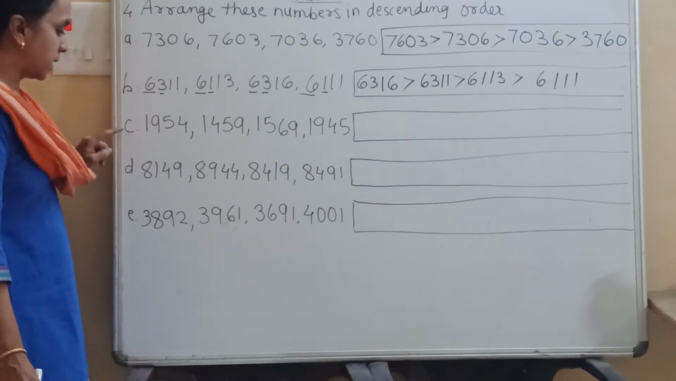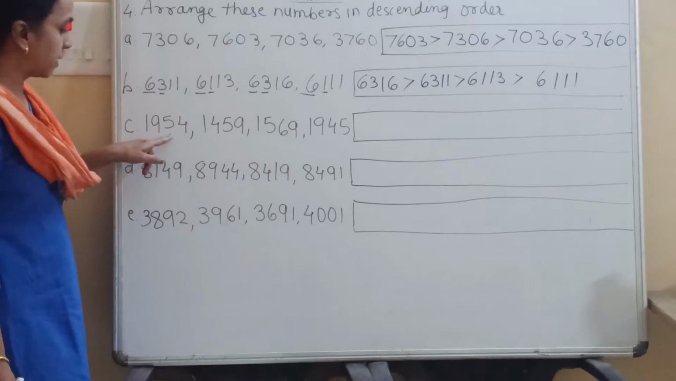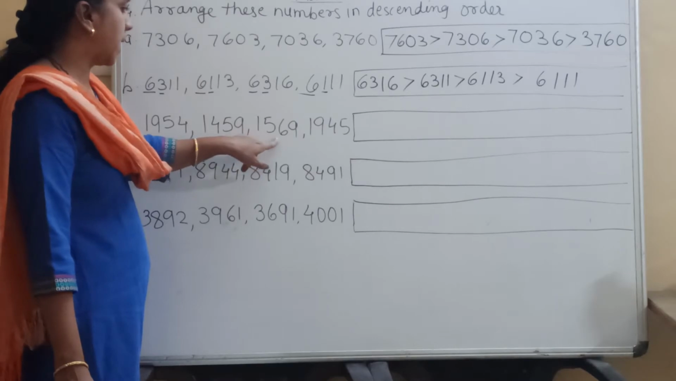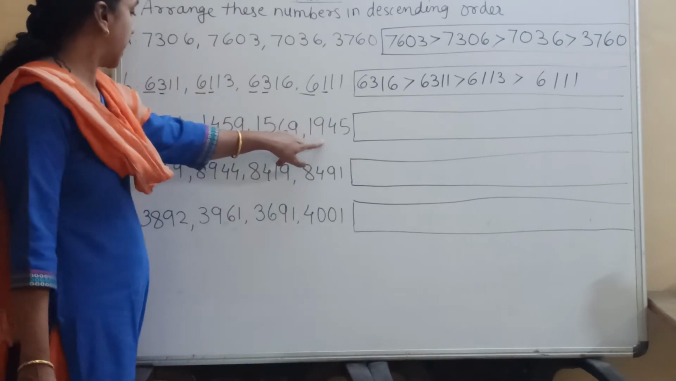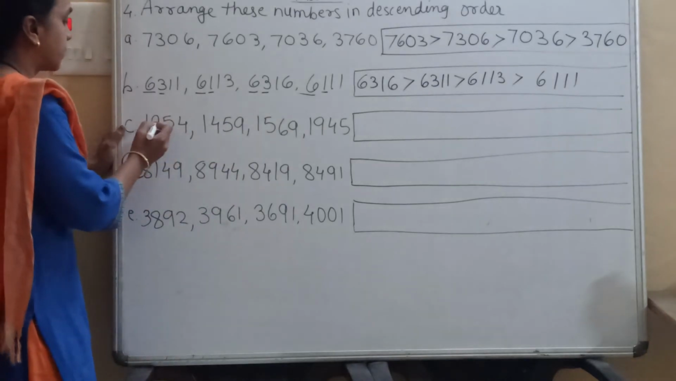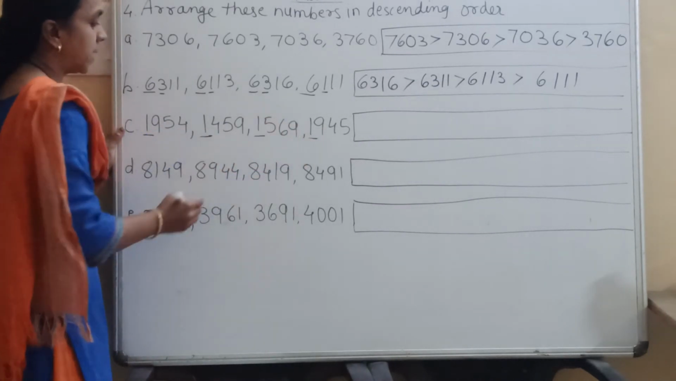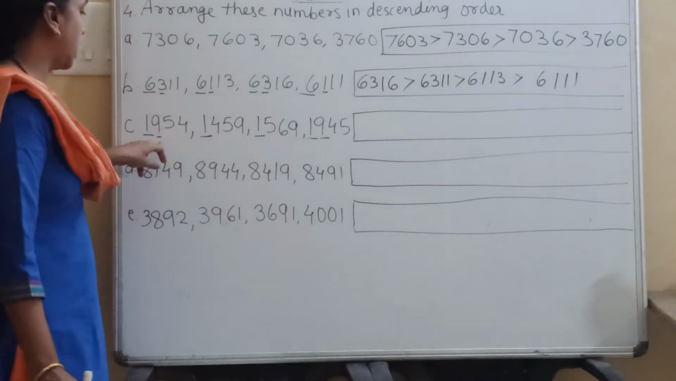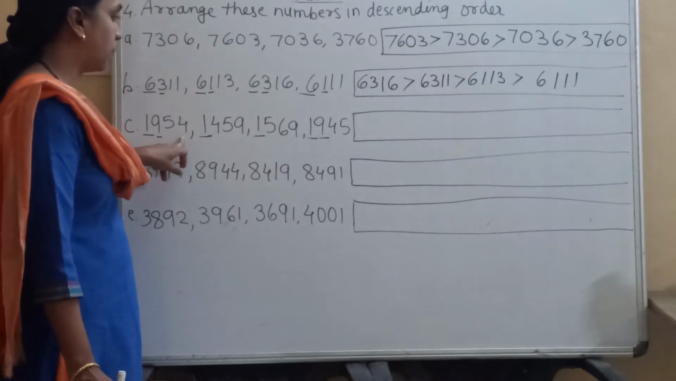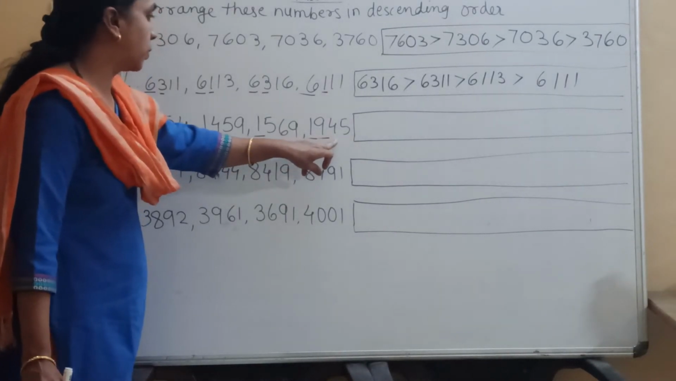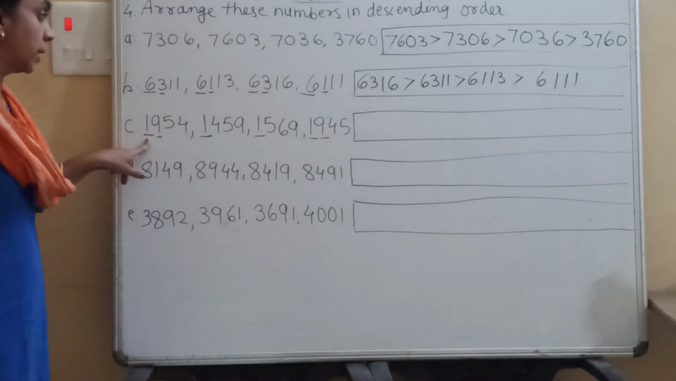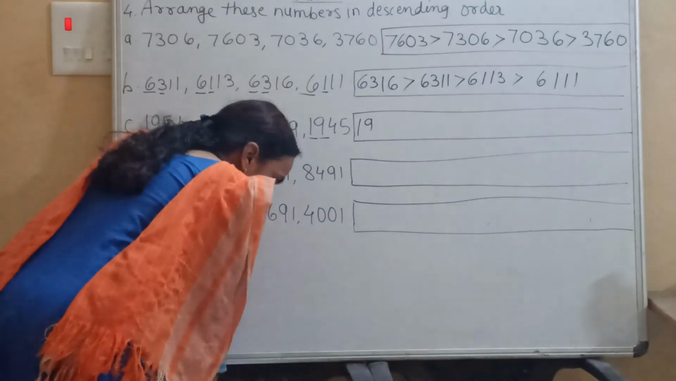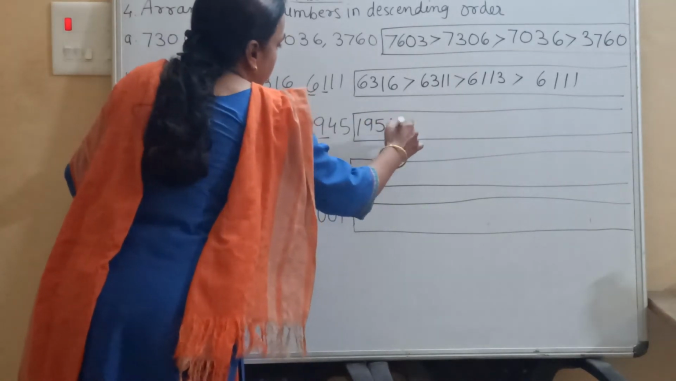Okay. Now see the question. 1954, 1459, 1569, 1945. Now see, the first 1000 number is the same here, then the 100 number here is 9 and here also 9. Now see 1954 and 1945. So we have to find out the bigger number. 1954 is our bigger number.